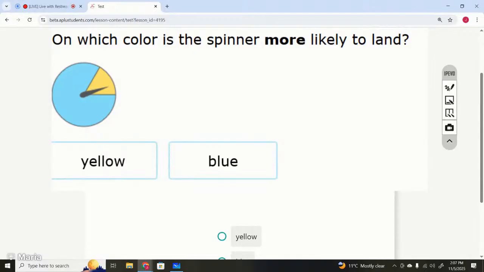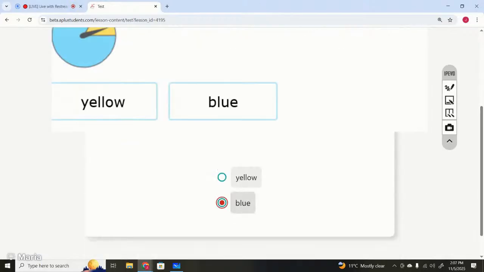On which color is the spinner more likely to land? So the spinner has more portion blue than yellow. So it will be more likely to land on yellow. Sorry. The more portion on the spinner is blue. So it will more likely land on blue. The correct option is blue. Option number two is the correct option.